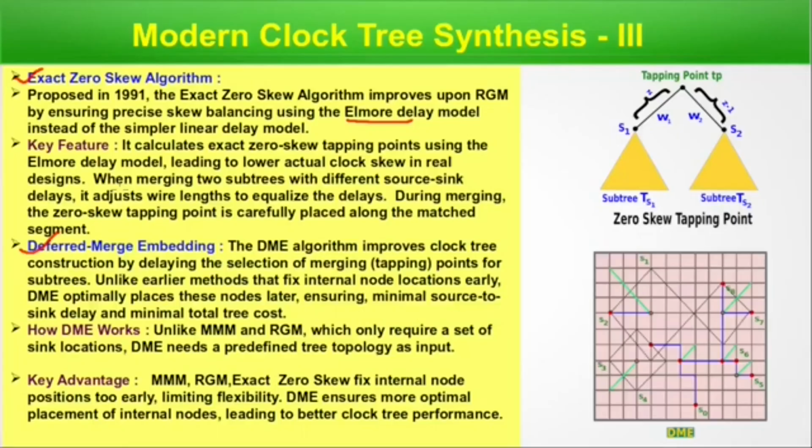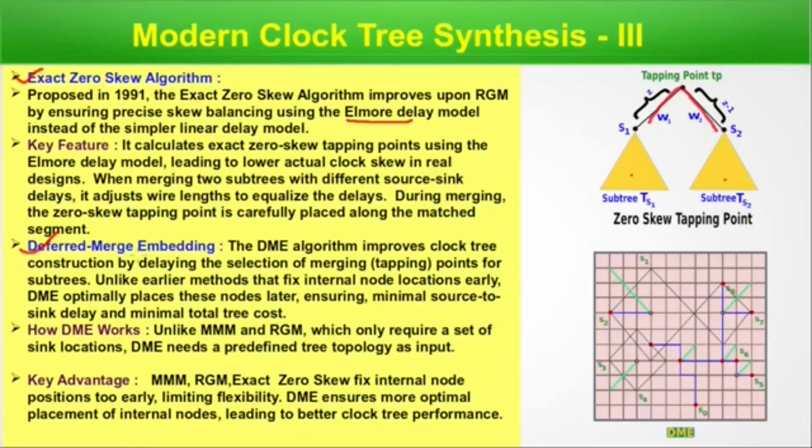During merging, the zero skew tapping point is carefully placed along the matched segment. It equalizes the delay by adjusting the wire lengths. When two subtrees with different sink delays are merged, the algorithm adjusts wire lengths to equalize the delay, because when the clock signal travels through wire, some delay is also added there. So these two are subtrees and this is the tapping point. This length is calculated accordingly to balance the skew.